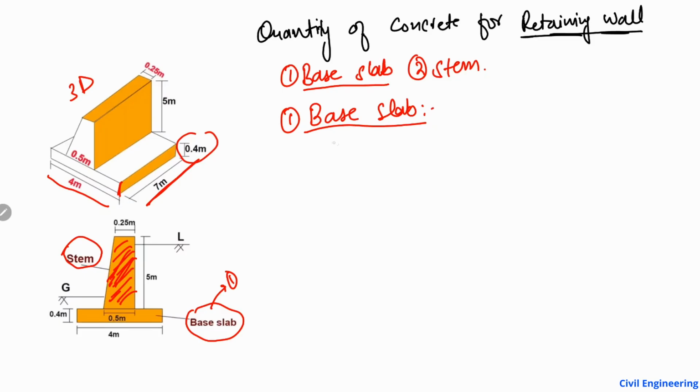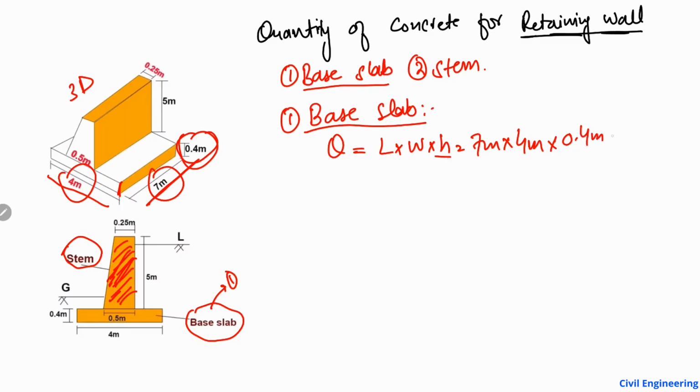So the base slab quantity of concrete will be equal to length into width into height. Length is 7 meter, multiplied by the width, which is 4 meter, multiplied by the height, which is 0.4 meter. If I multiply this, I get the value of 11.20 cubic meter. So this is the quantity of concrete for the base slab.